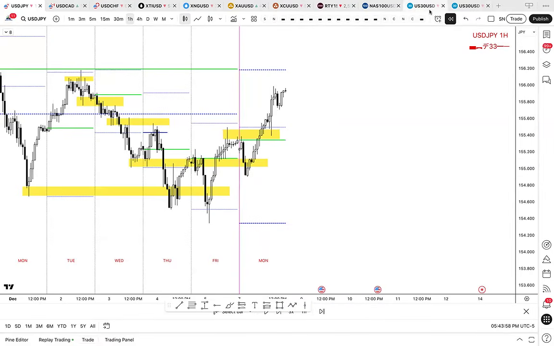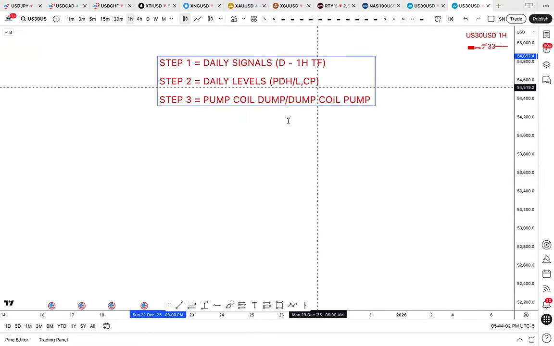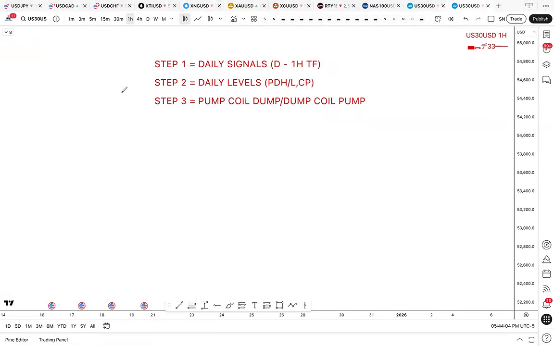Now let's just back it up for a second. Step 1 is my signal day. Step 2 is my levels. I'm not looking at or for levels if I don't have a signal day, or a signal day from days ago. But I'm going to get into that because I'm not saying to chase the market.